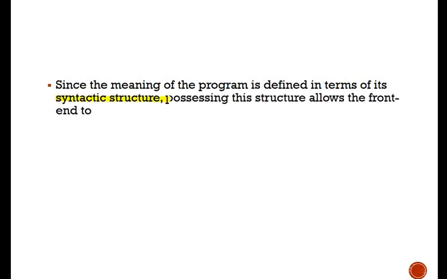It does this by first recovering the syntactic structure of the program by parsing the program text according to the grammar of the language. It means you need to know the grammar of the language. Well, we have manuals in which the grammar of the language is written and all that stuff is already available. Since the meaning of a program is defined in terms of its syntactic structure, processing these structures allows the front end to generate the corresponding intermediate code.